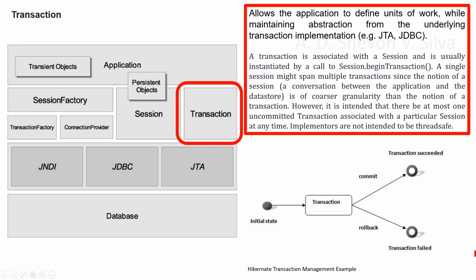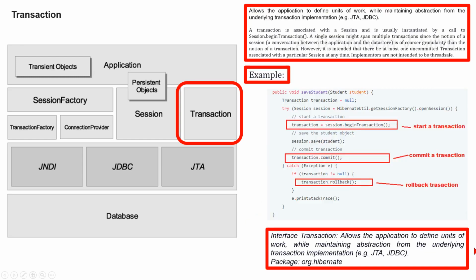Boolean wasCommitted checks if the transaction is committed successfully. Boolean wasRolledBack checks if the transaction is rolled back successfully. As an example, we can consider this code here. Here you can see we start a transaction, session.beginTransaction here. Save the student object here and commit the transaction here, transaction.commit, and roll back the transaction if an exception occurred.